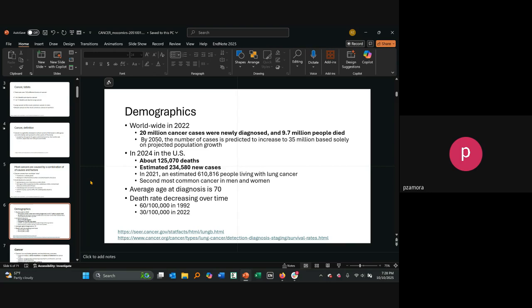And if there's any good news in any of this, it is that the death rate from cancer has actually been declining over time. It has almost been cut in half from 1992 to 2022. Everybody, I think, is hoping, especially if you're in research, that this trend continues to go down. And that affects nearly all of the various cancer types.